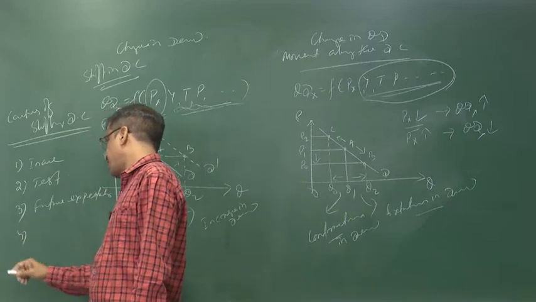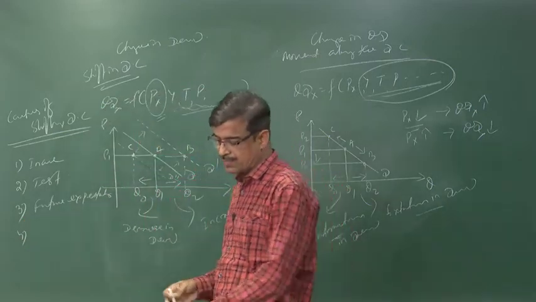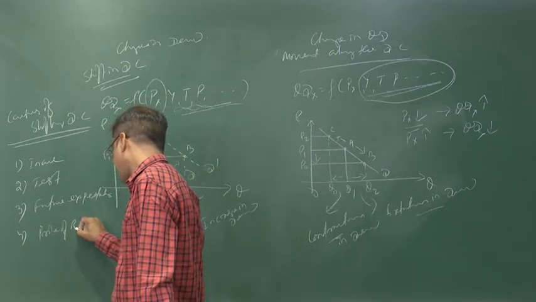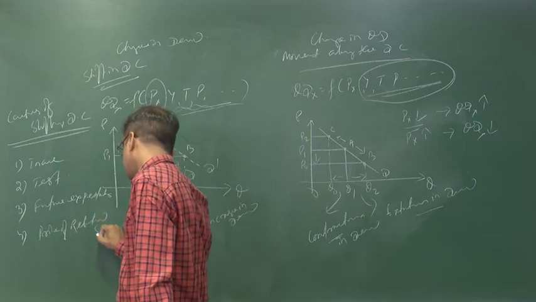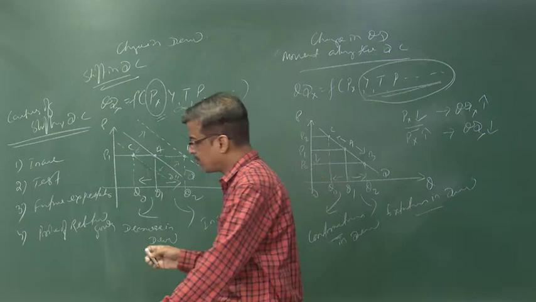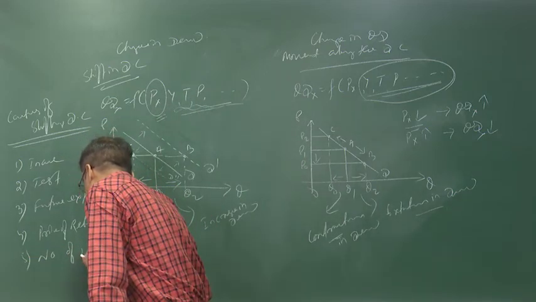And the fourth one is let us say the substitute or the complement, like the price of related goods, price of related goods. So, these things we take into account. The next part is the number of consumers, the number of buyers.